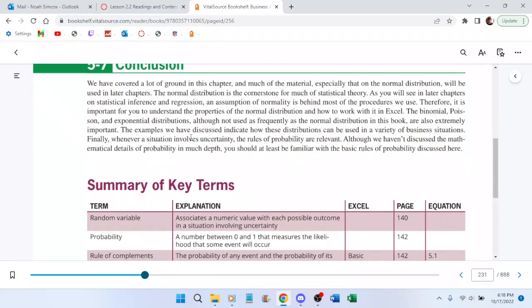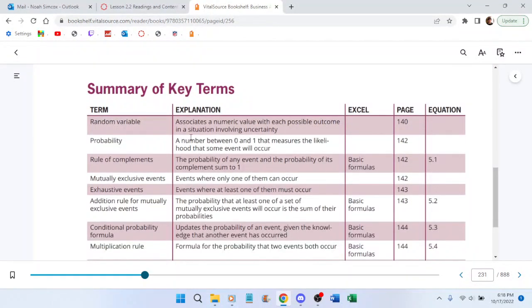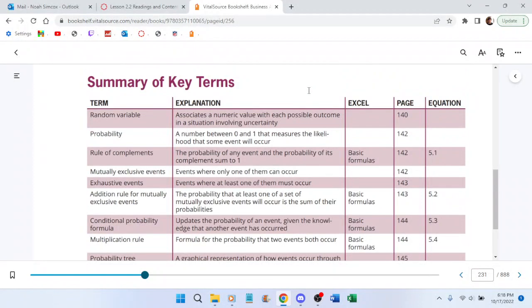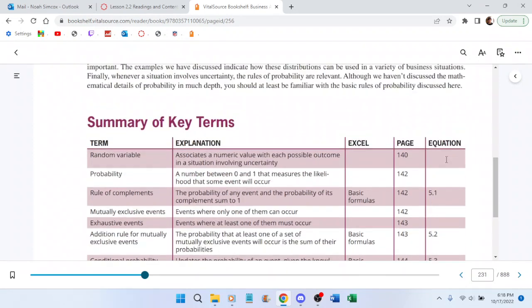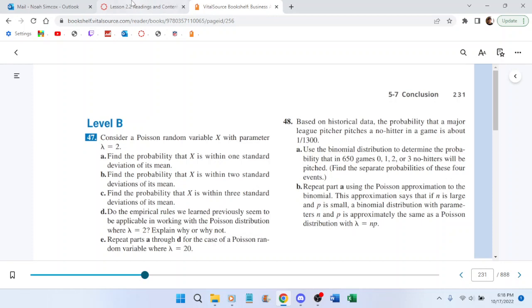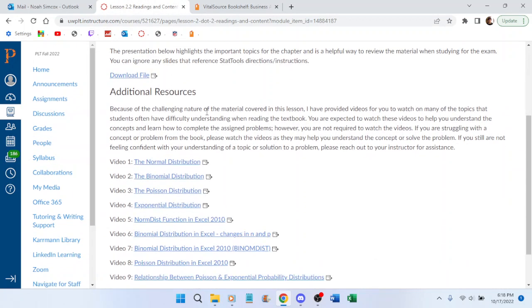The conclusion is stupid. That was fun. I mean, it's mostly just key terms. A lot of it is just key terms, so maybe I should just look at this. Random variable. Wait, that's for the whole chapter. Please tell me the section it's in. Oh man. Never mind. We'll open up PowerPoint.